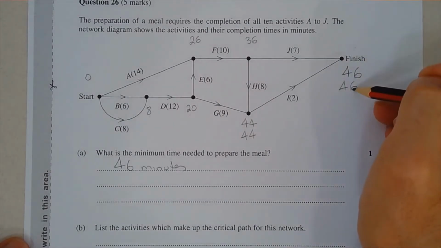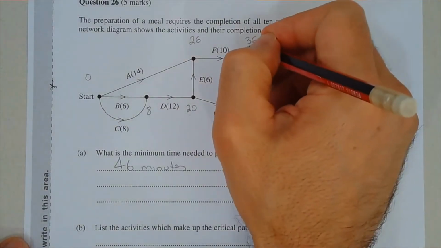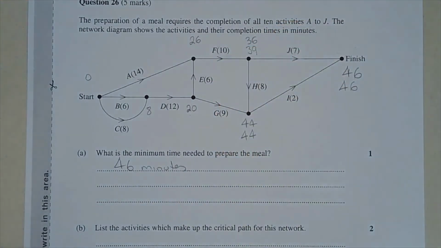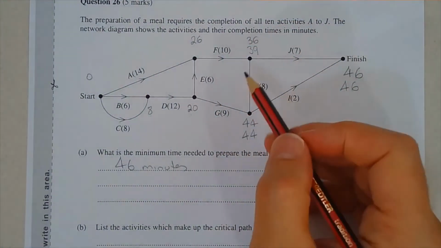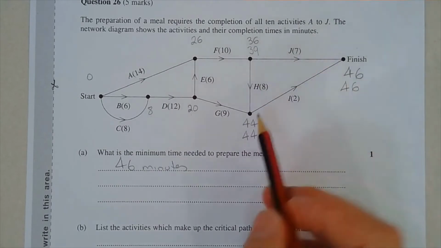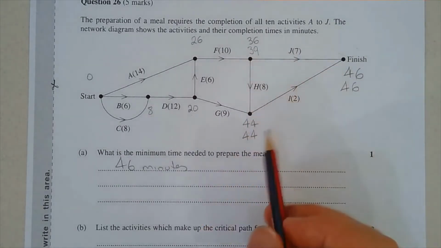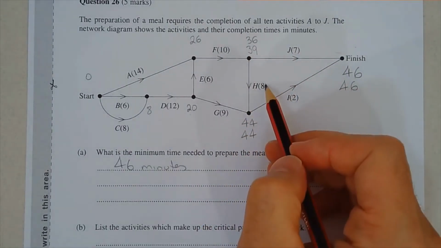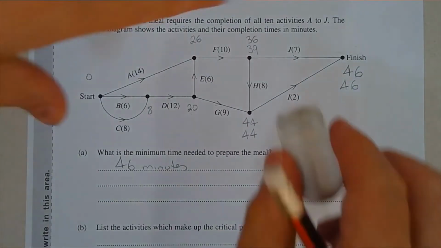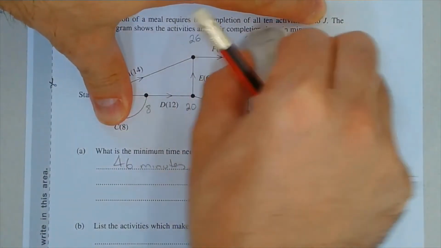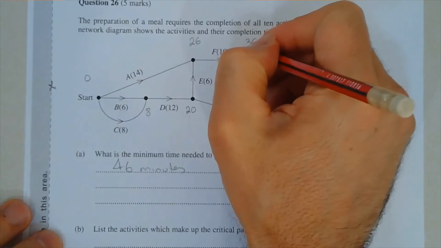Now 46 minus 7 gives us 39. However, to get to this vertex here, we can go back through activity H. So 44 minus 8 gives us 36. So we rub out the 39 or cross it out, and we're going to put 36 here instead.